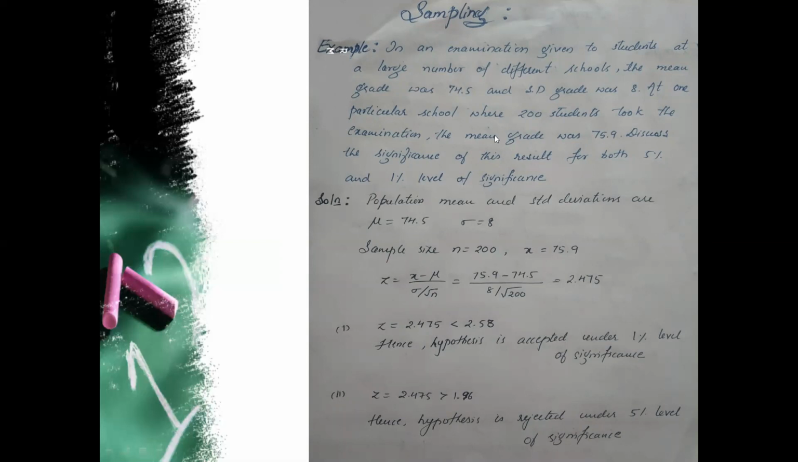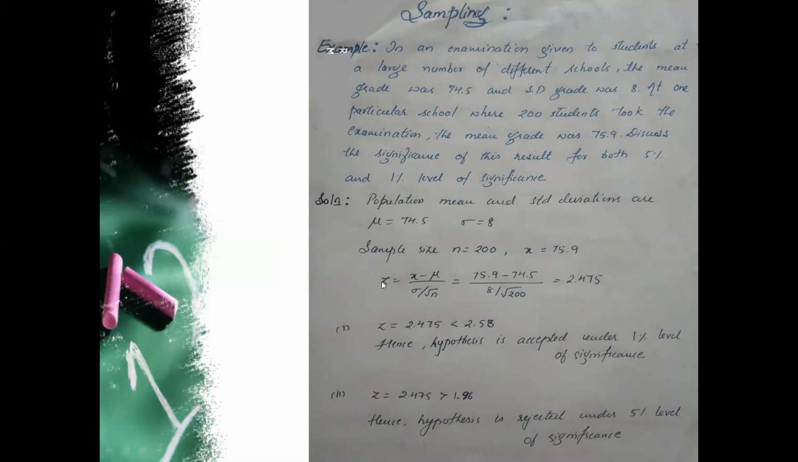Now, it is given the population mean is 74.5 and the standard deviation is 8. So mu is 74.5, sigma is 8. The mean grade of the sample is given to be 75.9. That is, the sample mean x or x bar is 75.9. Sample size is 200, so we write n as 200.